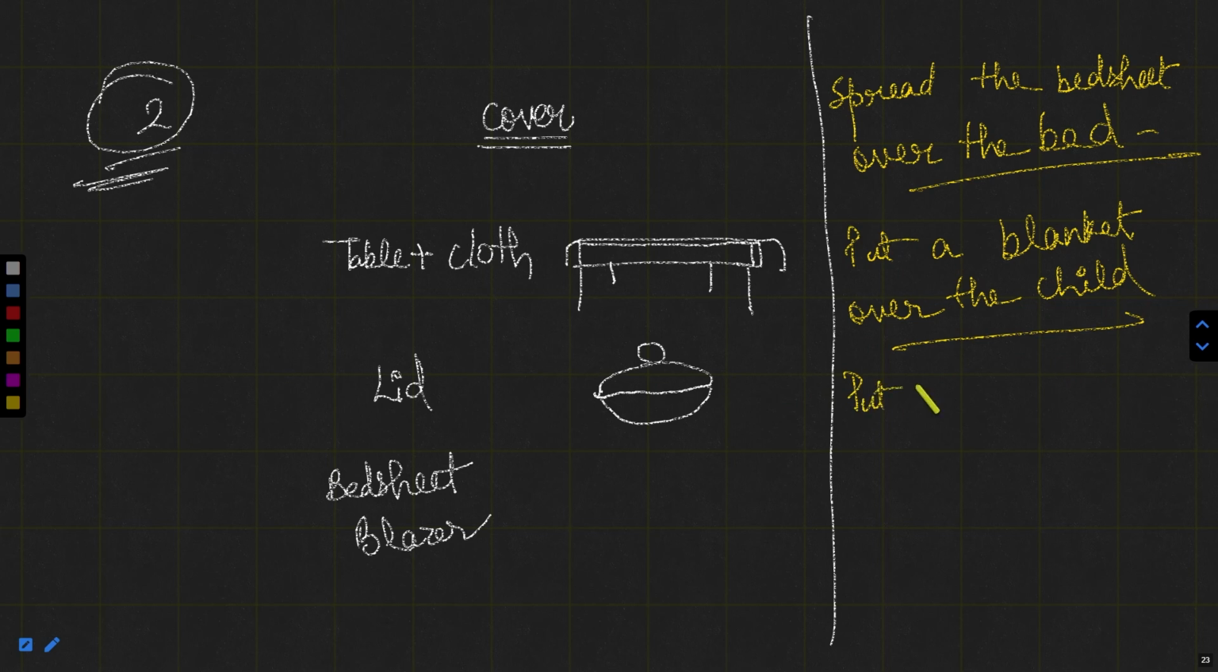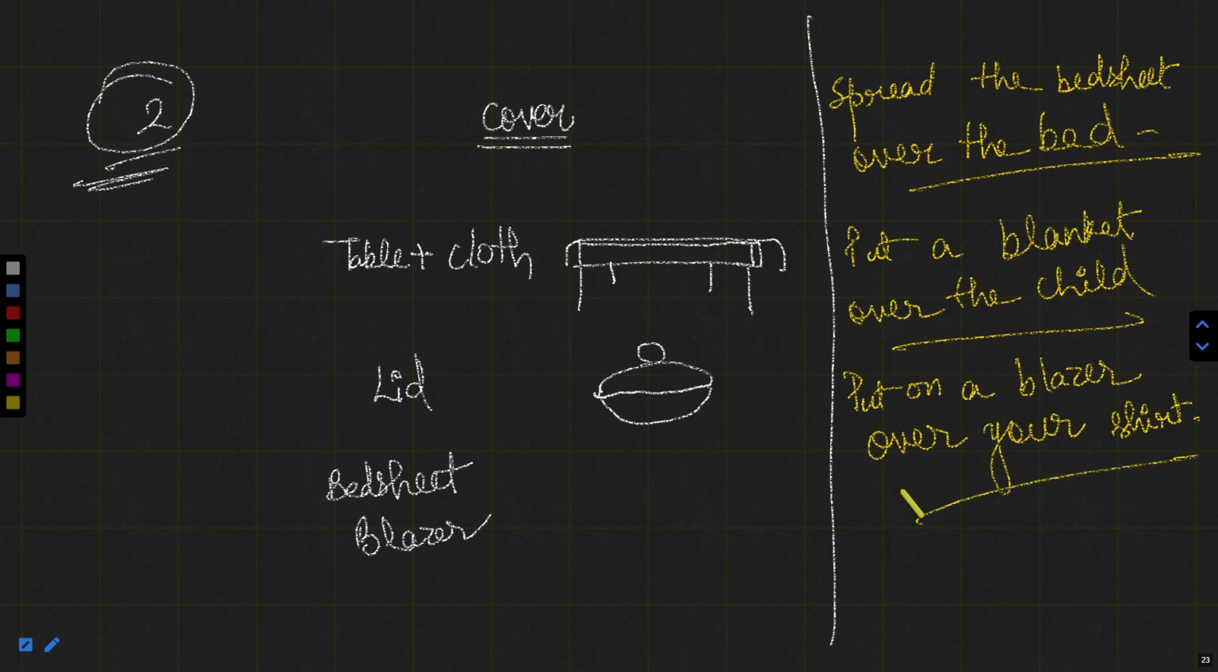Put on a blazer over your shirt. Blazer means coat. Over your shirt. So here again, I'm using the preposition over. Obviously, if I'm wearing a shirt, put on means wear. If I say put on a blazer over your shirt, it means you are wearing a coat over your shirt, you are just covering yourself with that coat. So we are using put on.